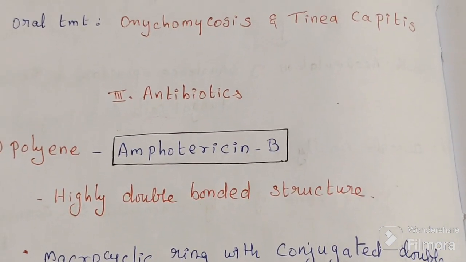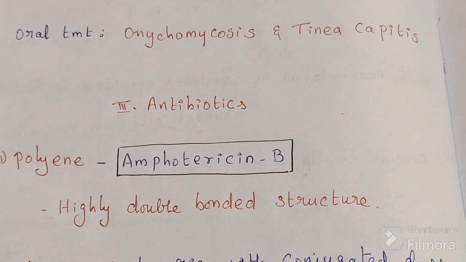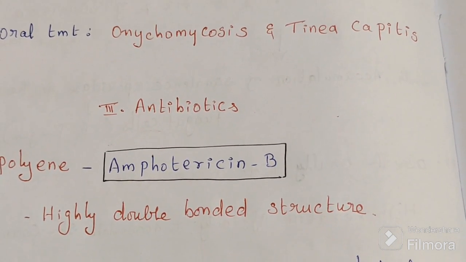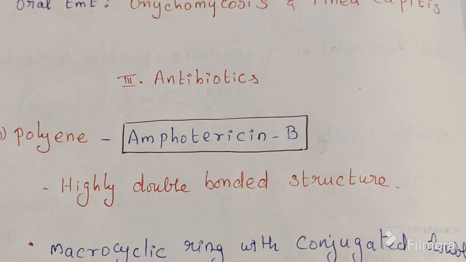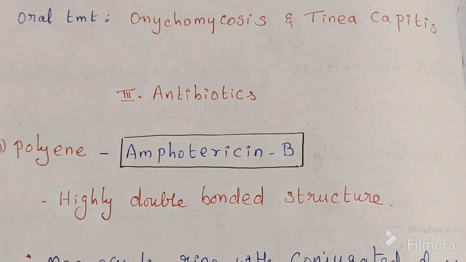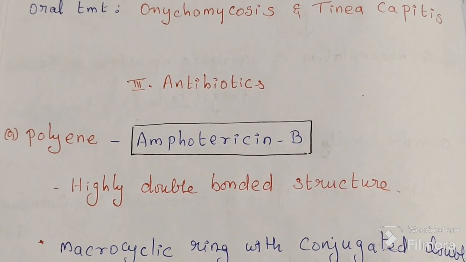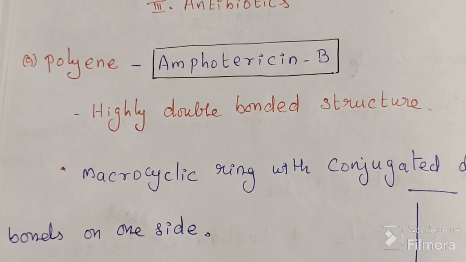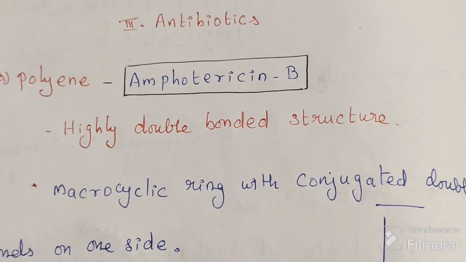The third group of antifungal drugs is the antibiotics, which have three groups: polyene, echinocandins, and heterocyclic benzofuran. First we want to discuss polyene. The principal polyene drug is amphotericin B.